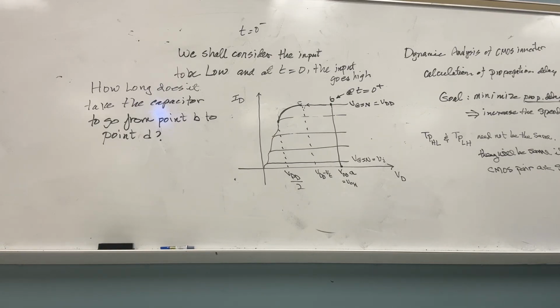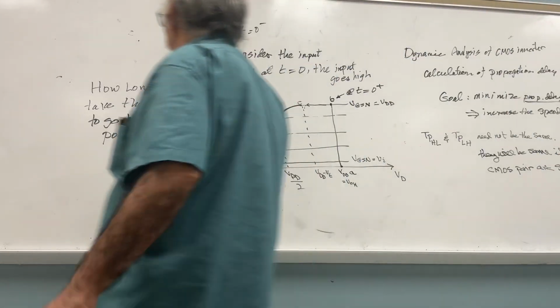Yes or no? I need to calculate the current in each one, from B to C, and then from C to D, and then I take the average. Did you get it or not? Yes. Okay. So going from what?